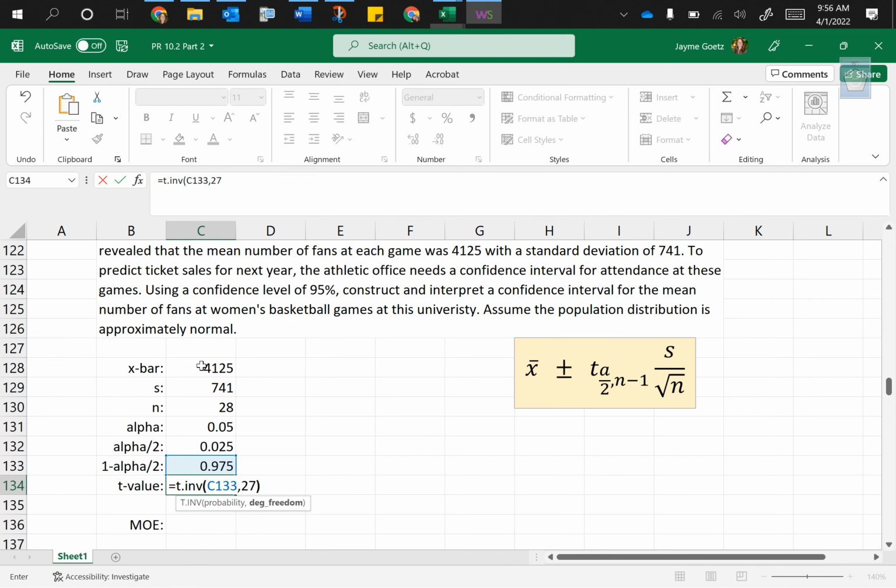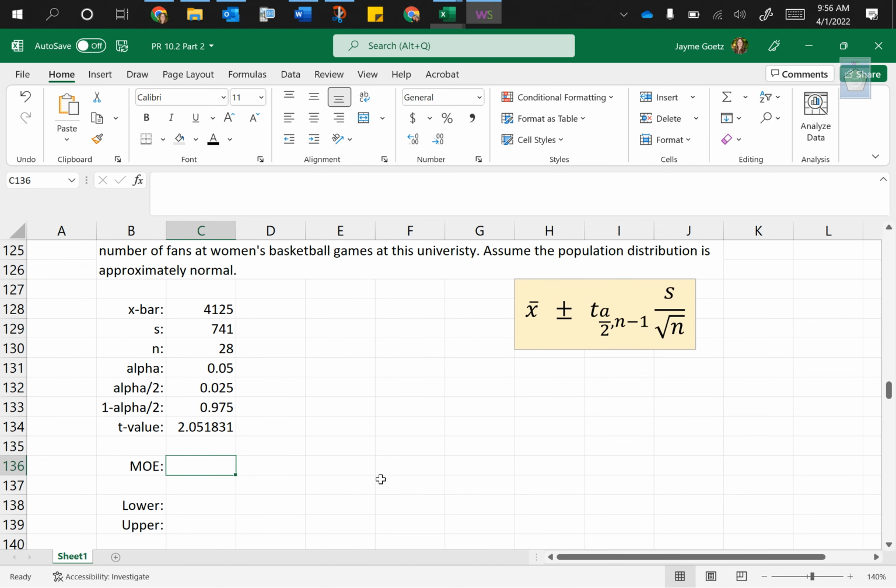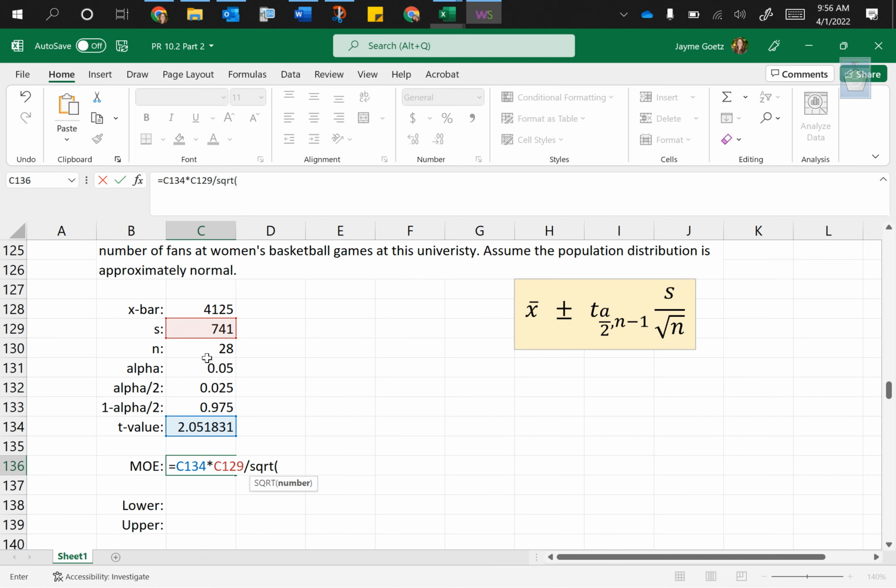Very good. Now to find my margin of error, we're just going to take my t-value times my S value divided by the square root of n. So t value times S value divided by square root of my n value. Okay, that's my margin of error, t times S divided by radical n.